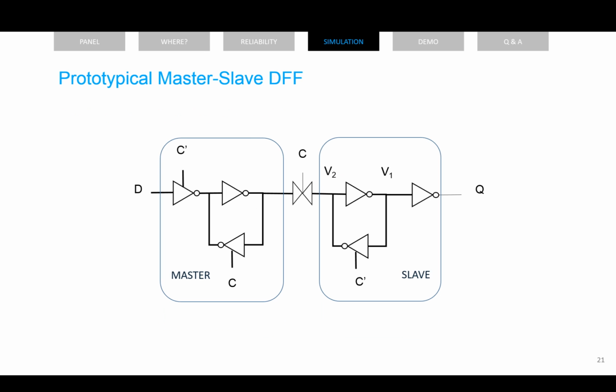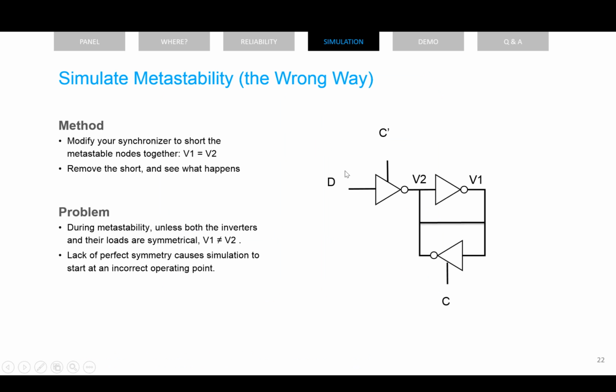To make things simple for discussion here, let's consider a prototypical master-slave flip-flop like this one. We want to simulate the circuit using SPICE, for example, and see what happens to Q as it resolves from a metastable state. So we need to get the device into metastability and then see how it resolves. Let's consider the slave. A common way in the literature, and also in practice from talking to many people over the years, of driving this to metastability is to use the shorting nodes method.